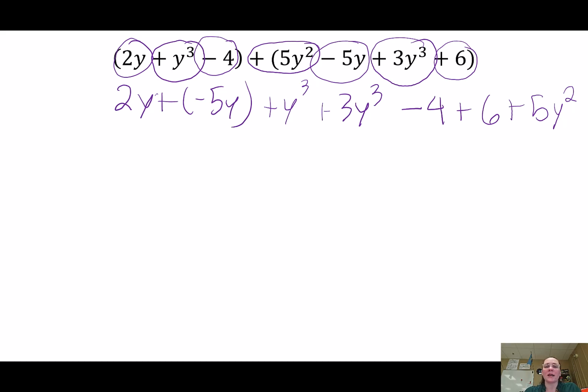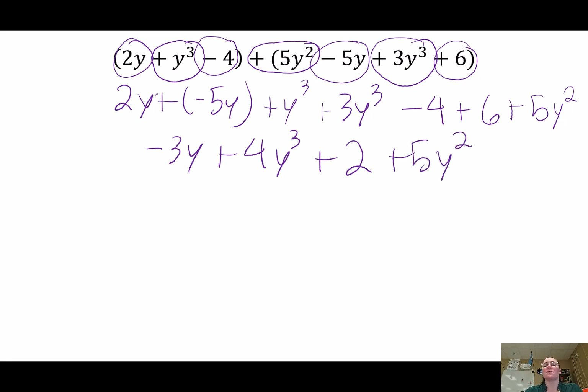We'll either have one left in the first polynomial, not the other. So I just take the sign in front of it, and the only thing you have to watch for is if you're subtracting, it does change its sign. So 2y plus a negative 5y gives me negative 3y. Y cubed plus 3y cubed gives me 4y cubed. Negative 4 plus 6 gives me 2. And we're just adding that 5y squared.